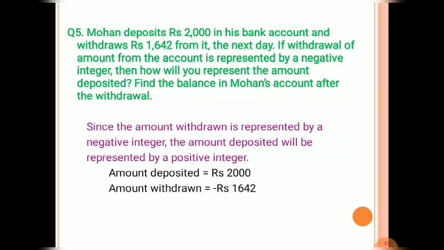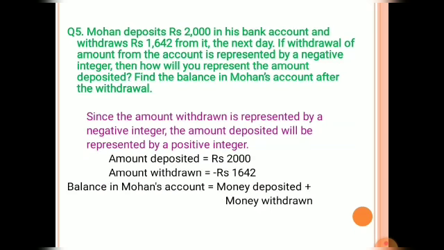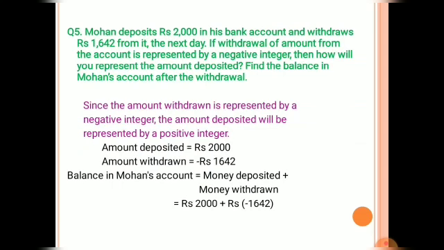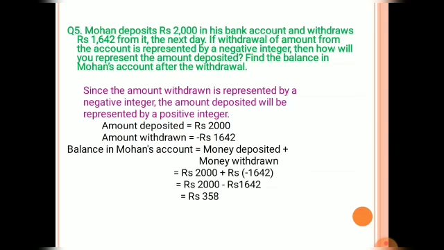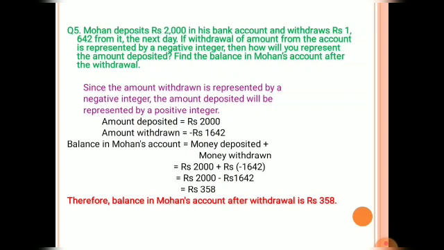So amount deposited is rupees 2,000 and amount withdrawn is rupees minus 1,642. So balance in Mohan's account will be money deposited plus money withdrawn. So money deposited is rupees 2,000 plus money withdrawn is minus of 1,642. Plus minus is a minus. So 2,000 minus 1,642 is rupees 358. So balance in Mohan's account after withdrawal is rupees 358.